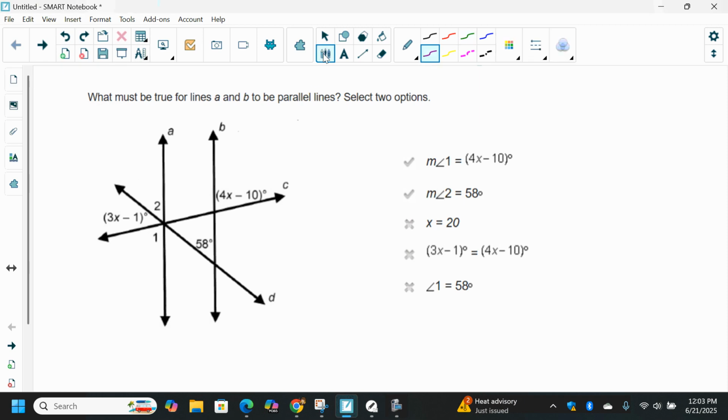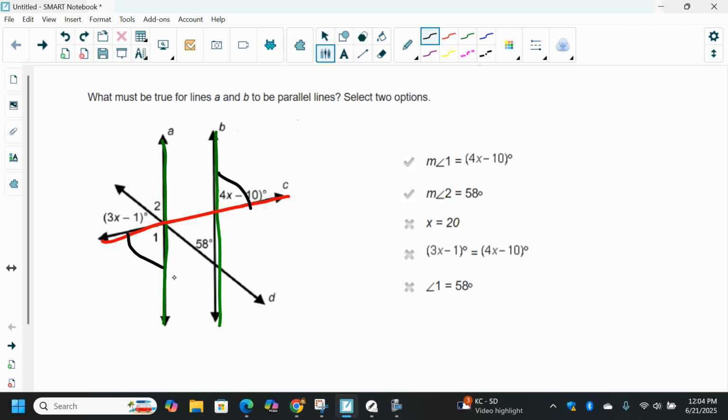The question says what must be true for lines A and B to be parallel lines. A and B are the green lines, and C is the transversal. Let's go through the options they gave us. Angle 1 is 4x minus 10. That would make that angle and angle 1, these two, congruent to each other. Those are congruent to each other if the lines are parallel.